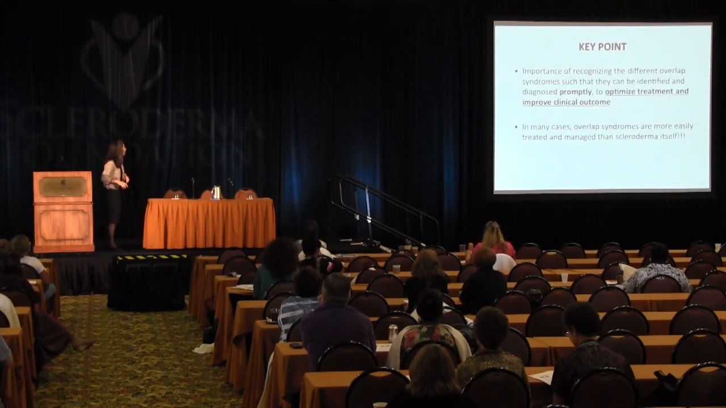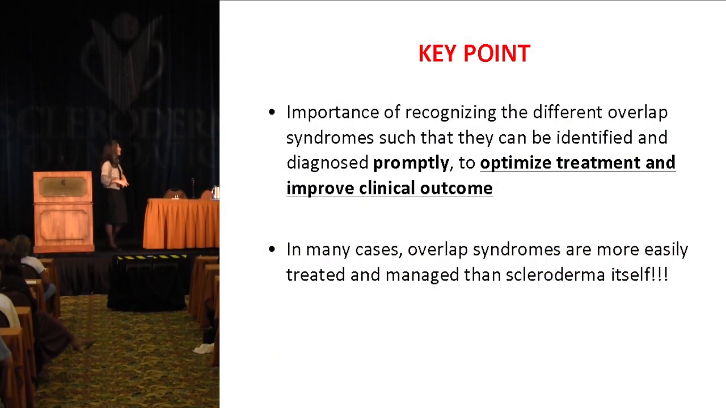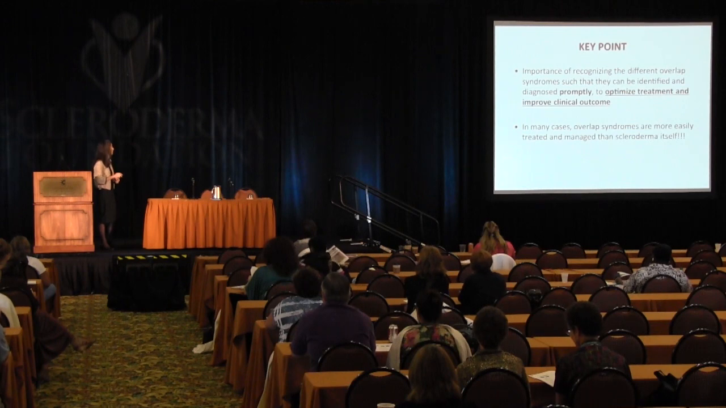phenotype. The key point of all this is that it's important that we recognize these different overlap syndromes such that we can identify them, diagnose them promptly, so that we can optimize treatment and improve clinical outcome. And the other key point is that in many cases, overlap syndromes may be more easily treated and managed than scleroderma itself. So this is why it's important that we understand this.